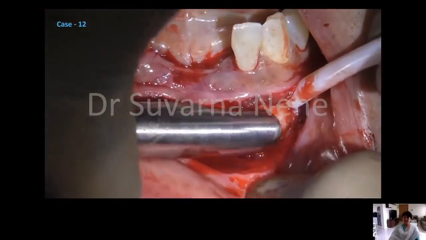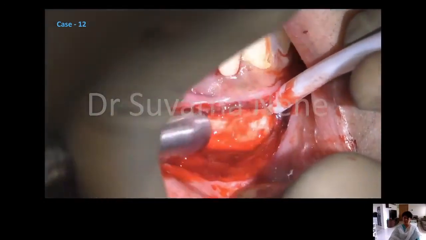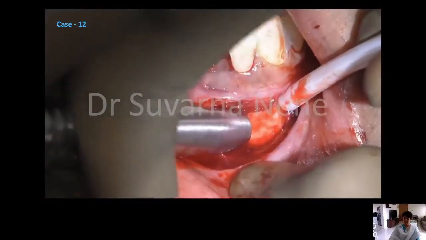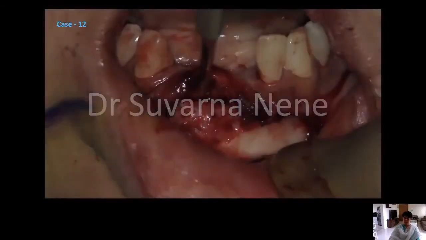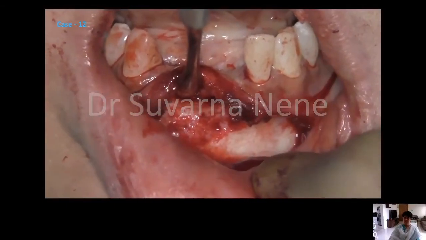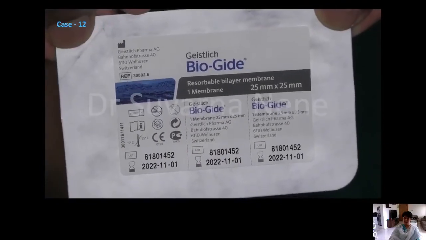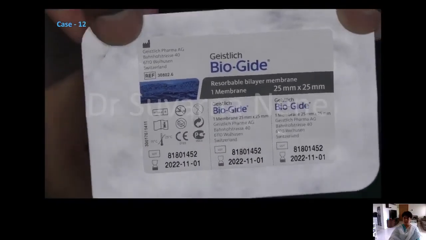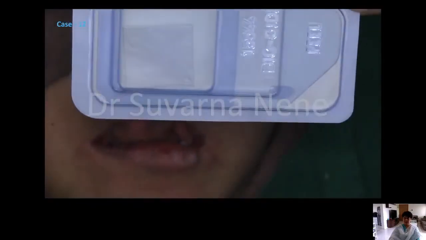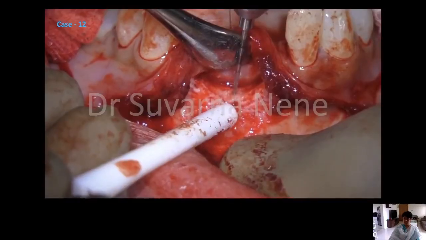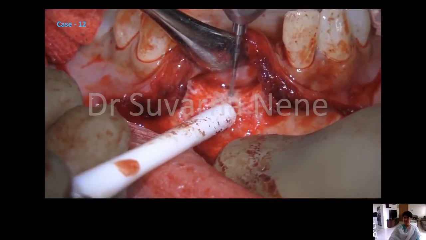We tried collecting some bone with the use of a bone scraper, but we couldn't collect much. So instead of a bone scraper, we used another instrument, which is called a bone pen. It's not shown in the picture. It's a bio-wide membrane which I used here. I wanted it for the reasons of stretchability.